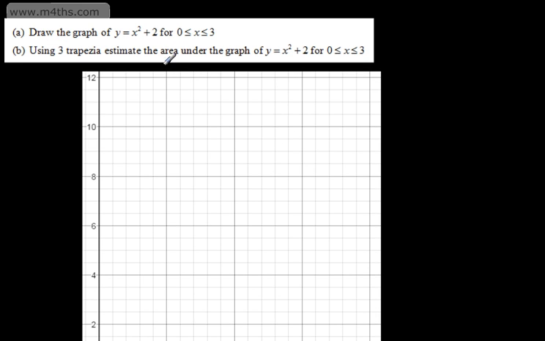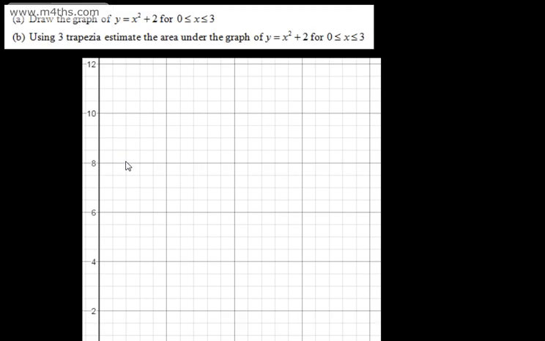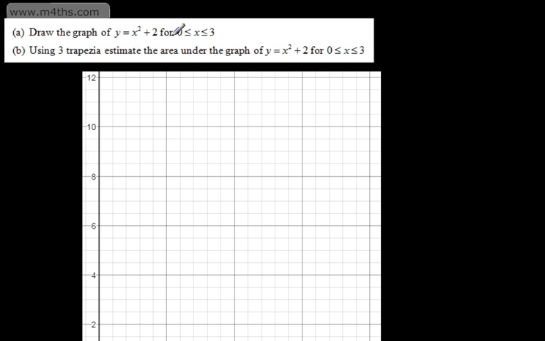So if you can already draw the graph of y is equal to x squared plus 2 for x between 0 and 3, go ahead and do it. If not, just draw a table of values. If you said, well, I'm not really comfortable doing this, let's do a table of values. If you are comfortable, please feel free to do it. I would prefer to just draw it, but let's make this accessible so everybody can do it.